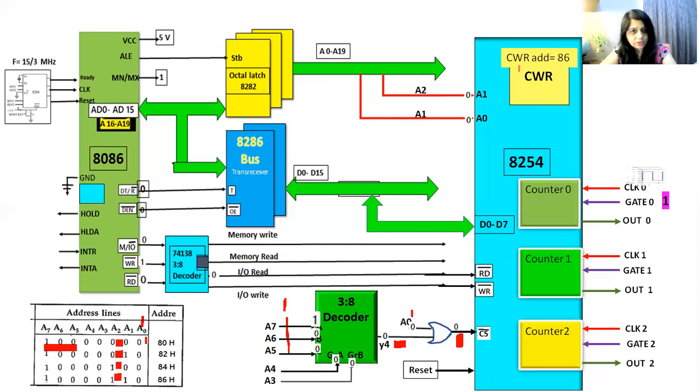Suppose 0, 0 is flowing on this, so it will select counter 0. Then 1, 0, 0 and all these bits are 0, 0. So Y4 is 0 and A0 is 0. So both the inputs of OR gate are 0. So output is 0. So chip select bar will be 0 and it will select 8254. So since these two pins are 0, 0, it will select counter 0.